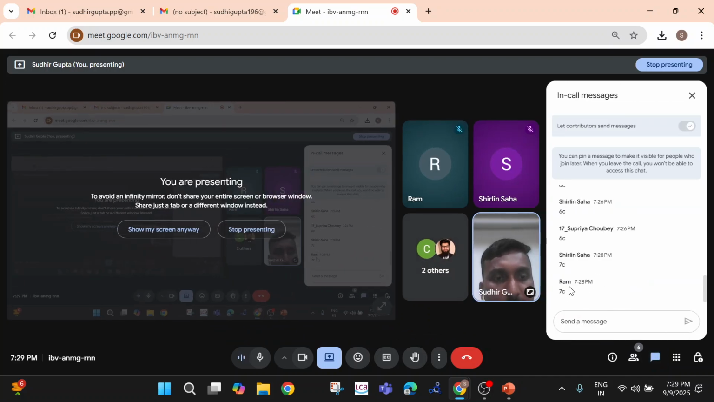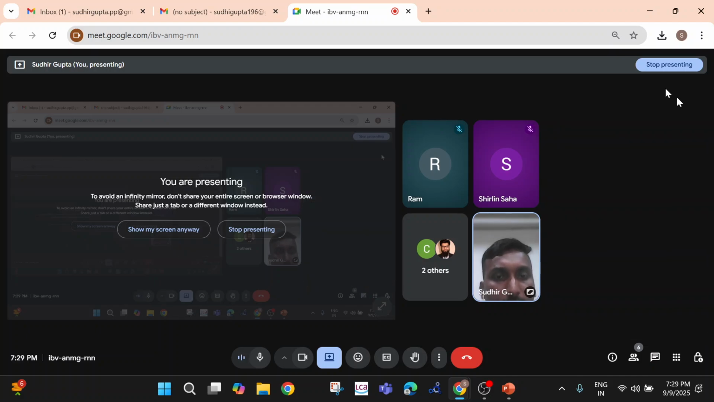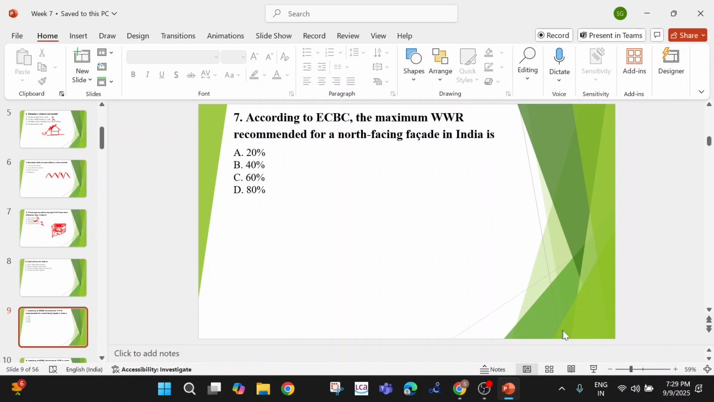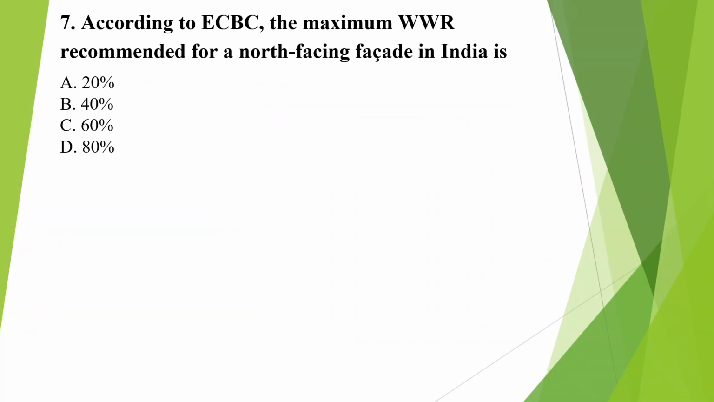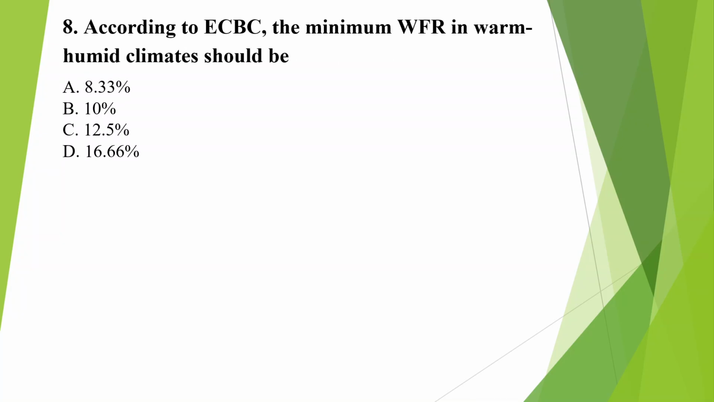Yeah. So 7C has been marked by most of you, and most of you are saying that the recommended north facing facade window to wall ratio as per ECBC for India is 60%, and all of you have answered it correctly. Since the question was for the north facade, it is 60%, but if it had been asked for south facing, then it would have been 40%, and for east and west, the suggested window to wall ratio is 20%. So for this question, option C, 60%, was the correct answer. Let's move to the eighth question then.